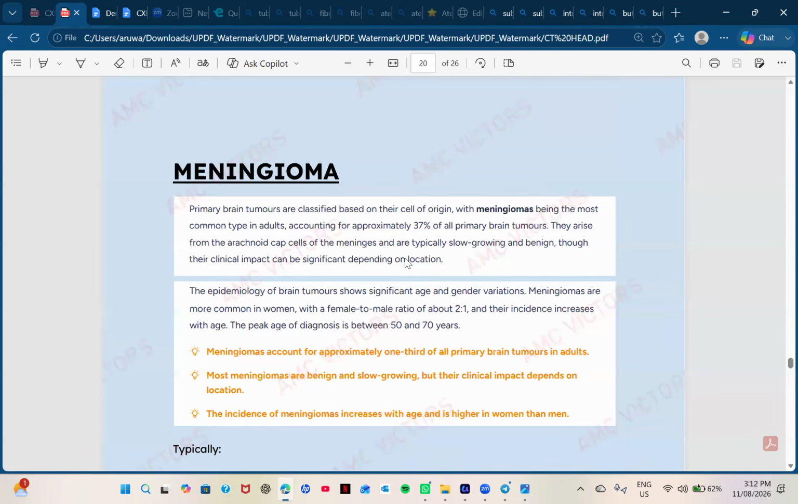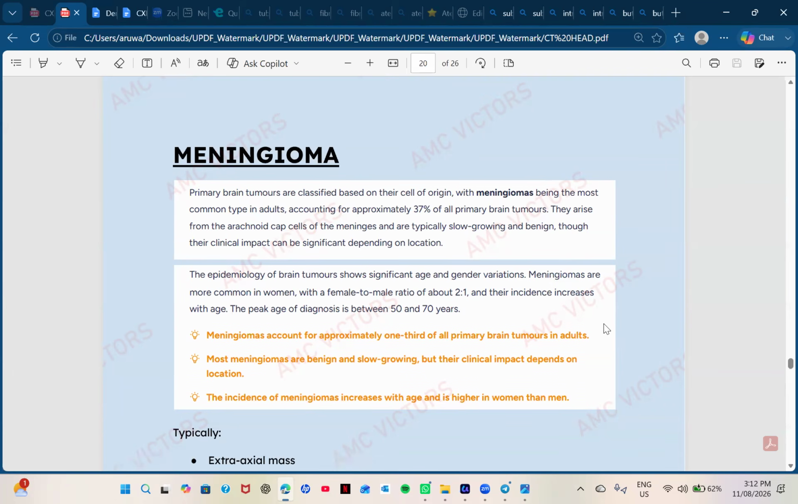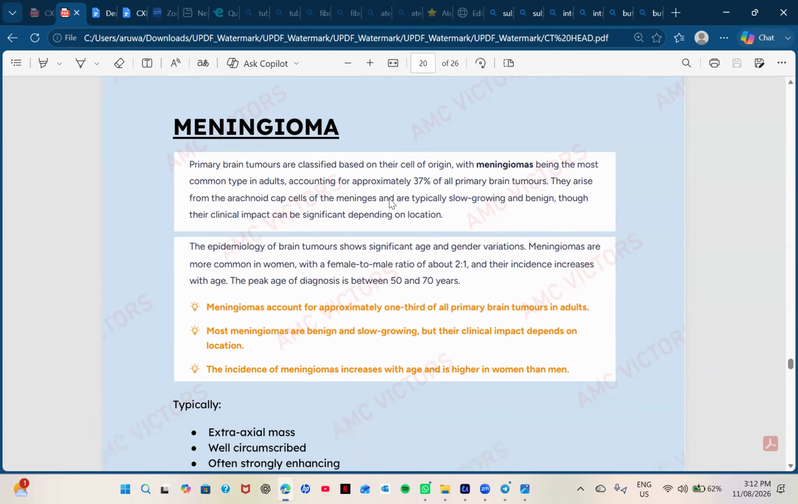Meningioma, this is from e-medicine. It's a primary brain tumor classified on their cell origin. The meningioma is the most common type in adults. Very important: the meningioma is the most common type in adults. Approximately 30% of primary brain tumors arise from the arachnoid cap cells, and meningiomas are typically slow growing and benign, though their clinical impact can be significant depending on the location.